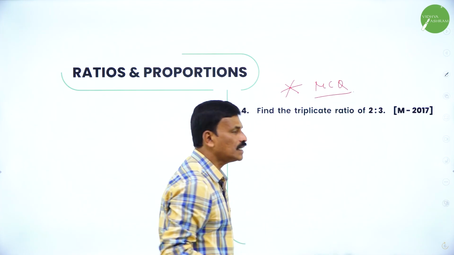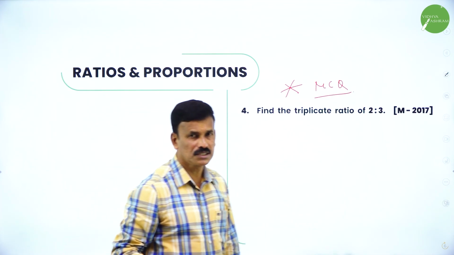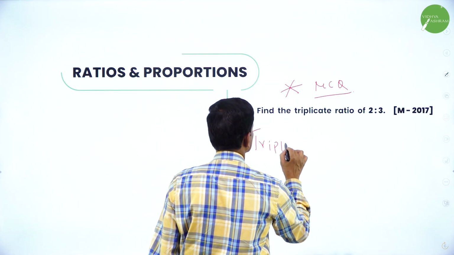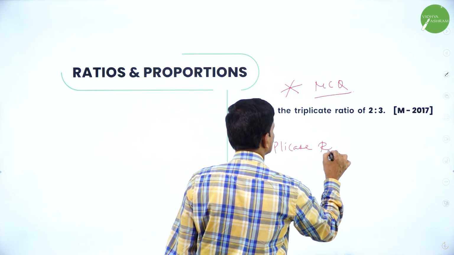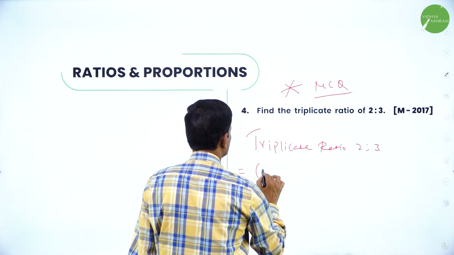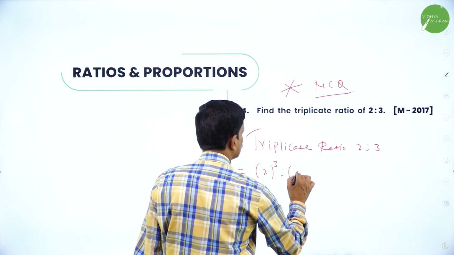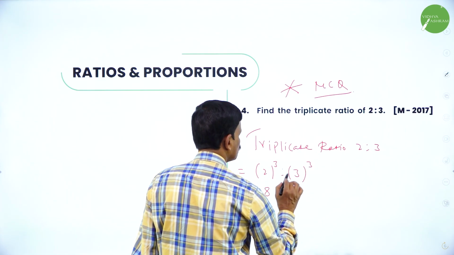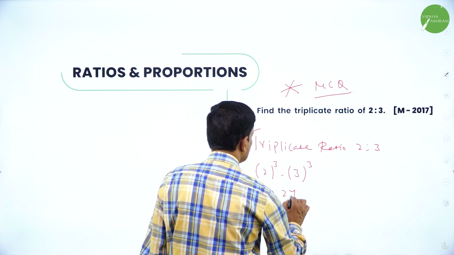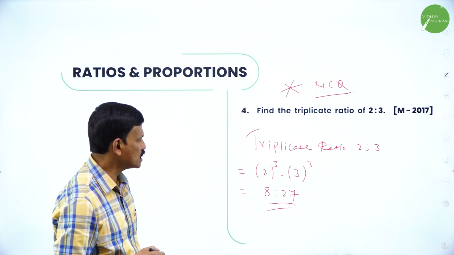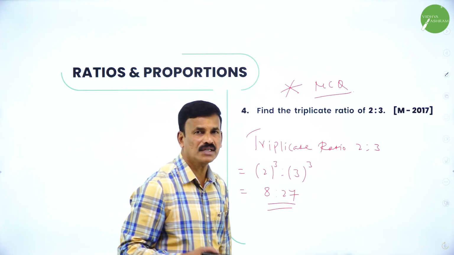Find the triplicate ratio of 2:3. So the triplicate ratio for this is nothing but 2 cube is to 3 cube. That is 2 cube, 2 to the 4, 4 to the 8, is to 3 cube, 3 to the 9, 9 threes are 27. So the triplicate ratio of 2:3 is 8:27, right?